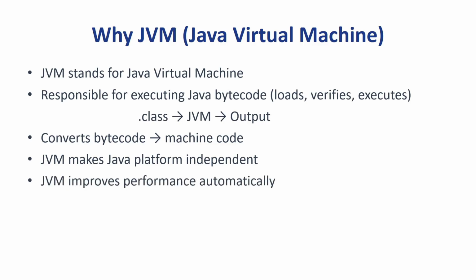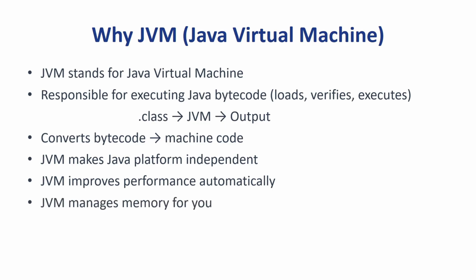So next, JVM improves performance automatically. How? It uses something called just-in-time compilation, which is also called JIT. This means frequently used code is optimized and executed faster. So without changing your code, JVM improves performance automatically.